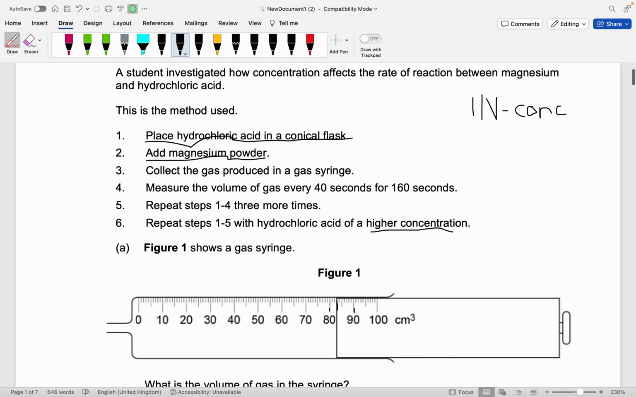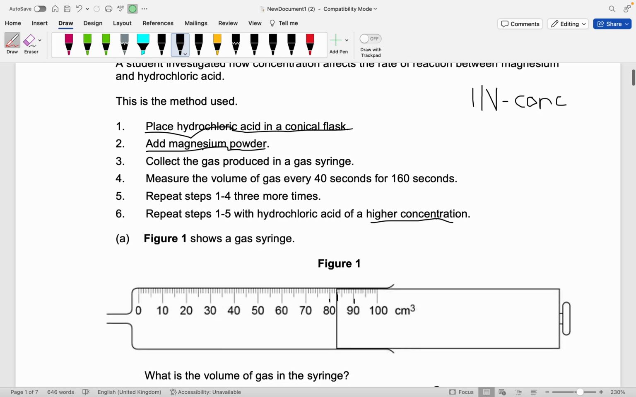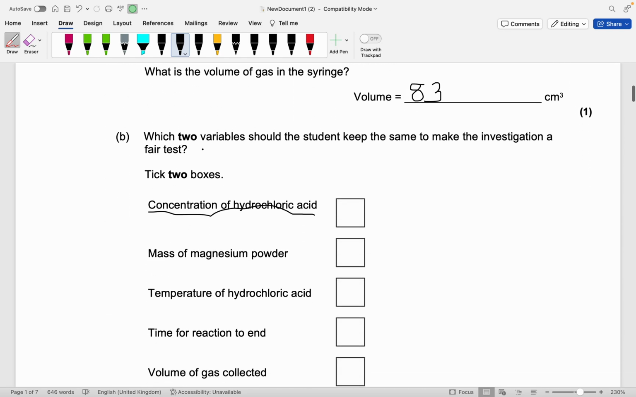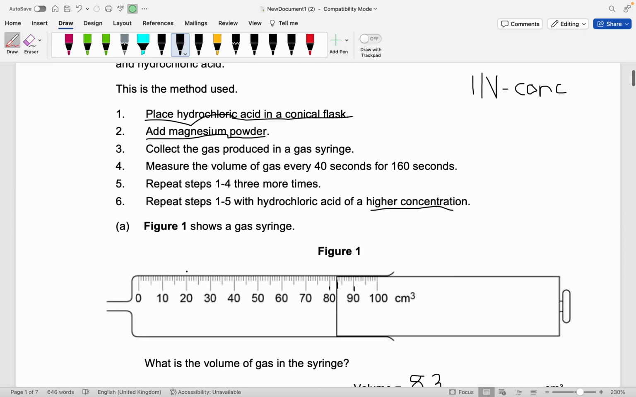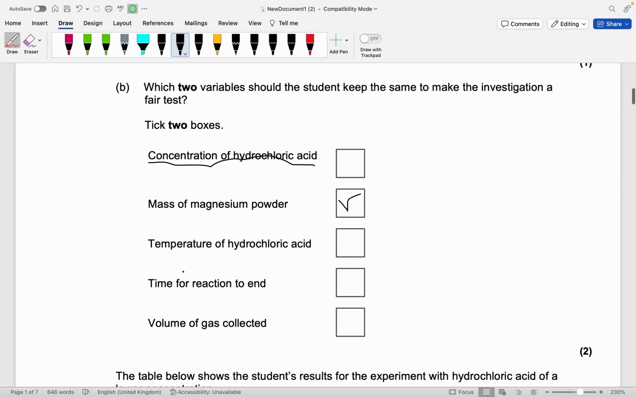Let's have another little look. We've still not got the volume of hydrochloric acid. We've not talked about that. But add magnesium powder. But how much magnesium powder? That's definitely going to be something that we're going to want to control. We never say the word amount, we always use the word mass of magnesium powder if we're talking about a solid, how much of a solid, we use the word mass. Time for the reaction to end, that's already controlled. The volume collected, that is what we're collecting here, so that is our dependent variable.